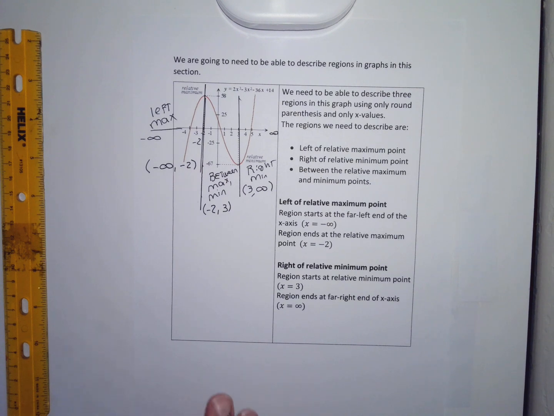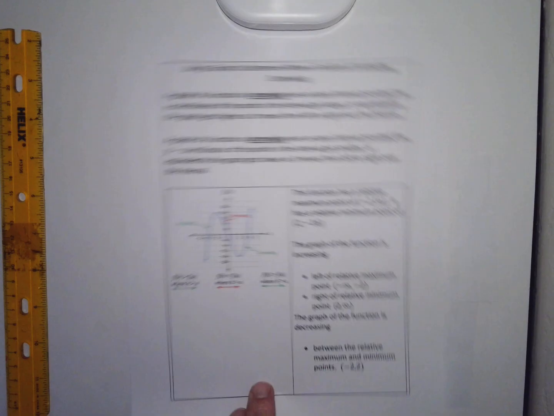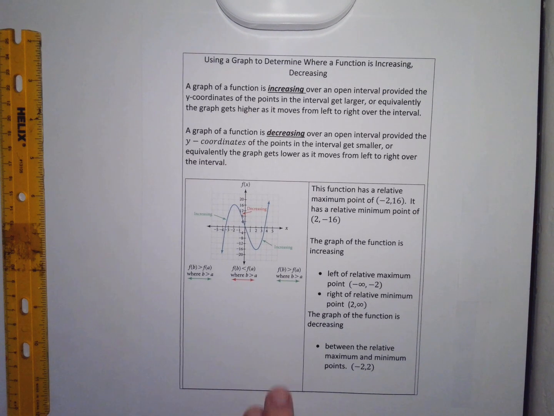That's an important skill. Once we can identify maximum and minimum points, to be able to segment the graph into regions using round parentheses is going to be an important skill as we get into this section. Specifically, because we're going to be asked to find the intervals where the graph of a function is increasing, and we're going to be asked to find the intervals where the graph of a function is decreasing.